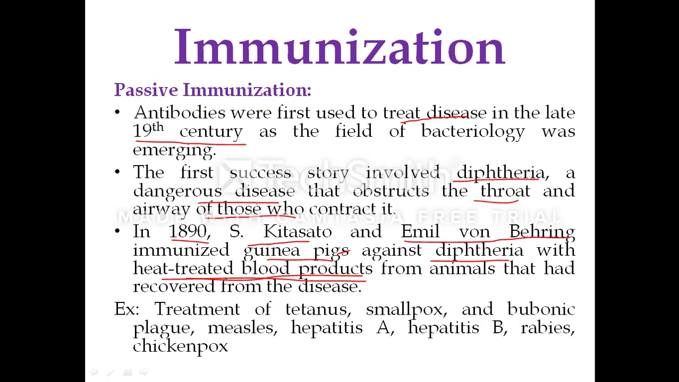So this passive immunization will be used in the treatment of the tetanus, smallpox and bubonic plague, measles, hepatitis A, hepatitis B, rabies, very common, we all will be knowing, chicken pox. So all this will be treated by passive immunization. So passive immunization, we are transferring the antibodies or the sensitized cells inside the host organism who is suffering from the infection.